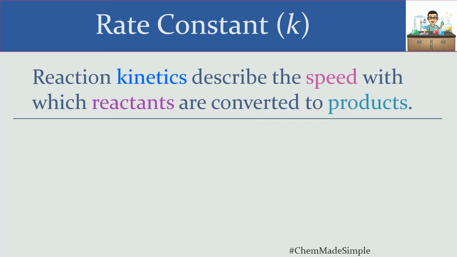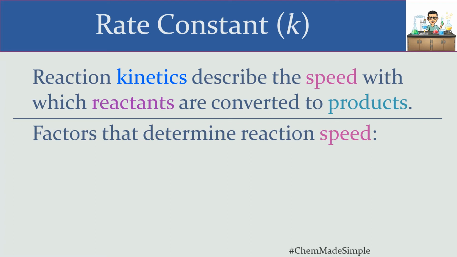Today we're going to learn about reaction speed, and take a look at how fast we can make a reaction happen. That science is known as kinetics. Reaction kinetics describe the speed with which we can convert reactants to products. We're going to look at factors that change or affect how fast we can take a certain set of reactants and convert them to products.